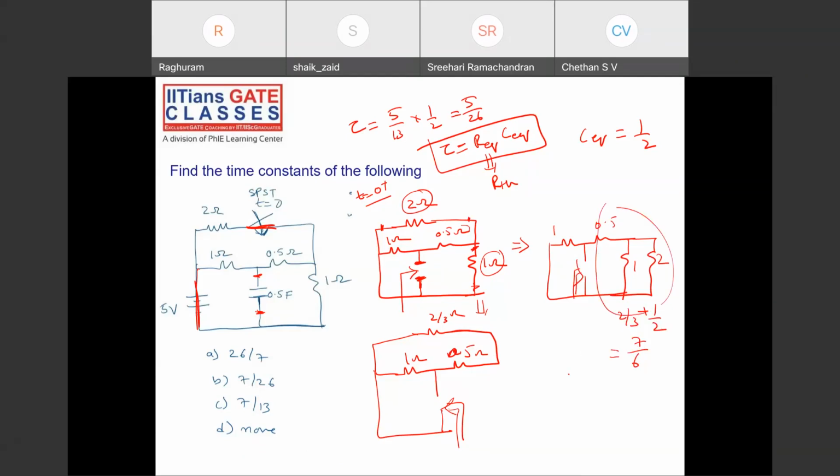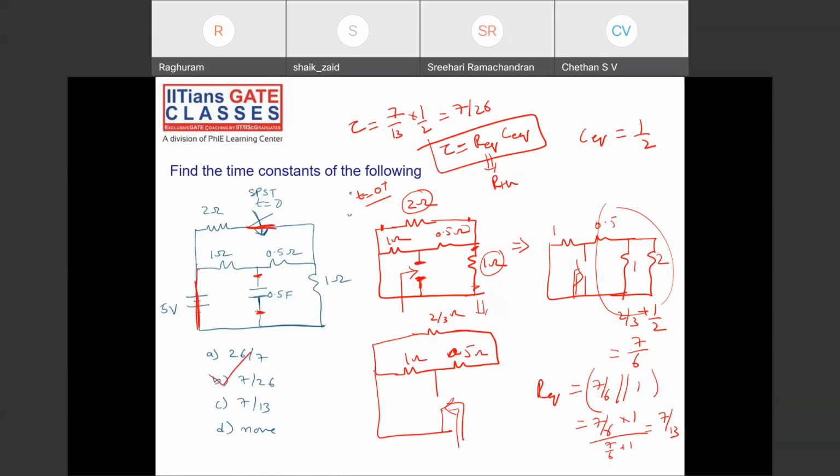7 by 6 is in parallel with 1. R equivalent is 7 by 6 parallel with 1, which is 7 by 13. 7 by 13 is R equivalent. So what will your tau become? 7 by 13 into 1 by 2 is 7 by 26. Option B. Okay, clear? Understood how the parallel combination is?